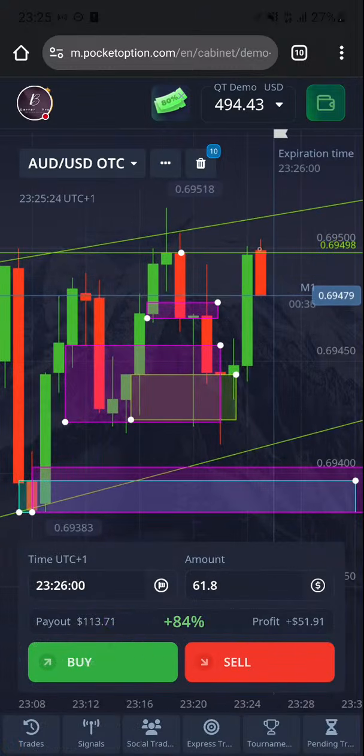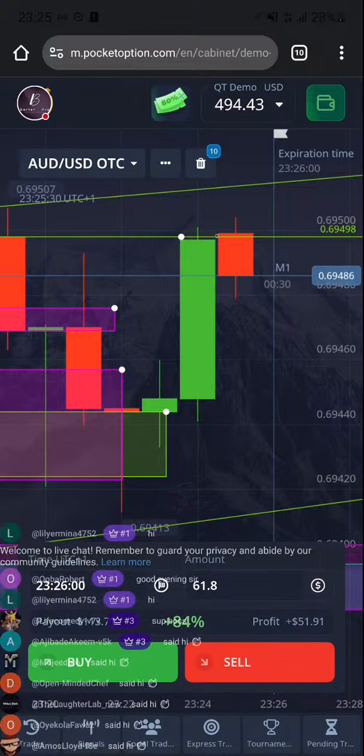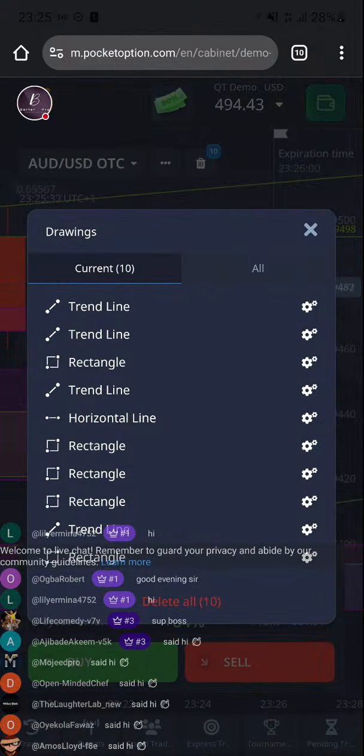We have this gap up in the favor of sellers. This is beautiful. And its gap up is on a round number. That's amazing. It even makes it stronger.